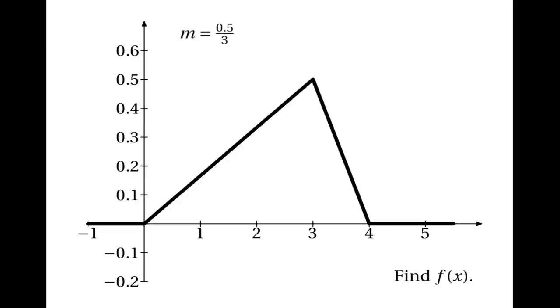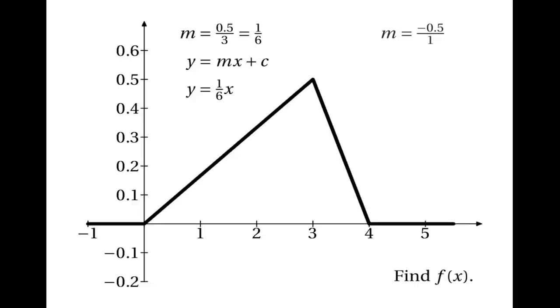We'll need to know its gradient, which here is 0.5 divided by 3, because it rises 0.5 between when x is 0 and when x is 3. And that's equal to 1/6. Now if we use y equals mx plus c, we can see that y must be 1/6 of x, because obviously the y-intercept c is 0.